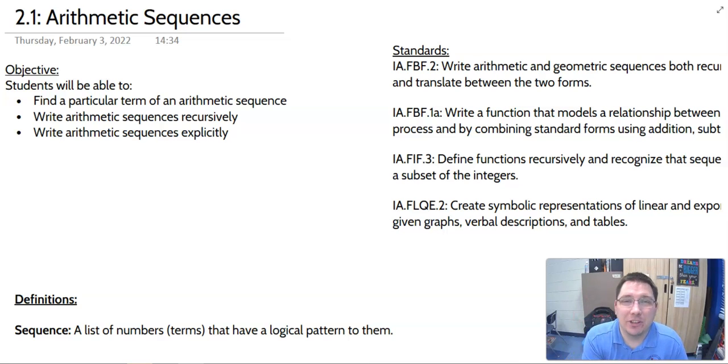Hey there, y'all. Today we're going to look at 2.1 on arithmetic sequences. We're starting a new unit, and this is on analyzing exponential models. And so we're actually going to start with something that's not exponential and talk about arithmetic sequences.